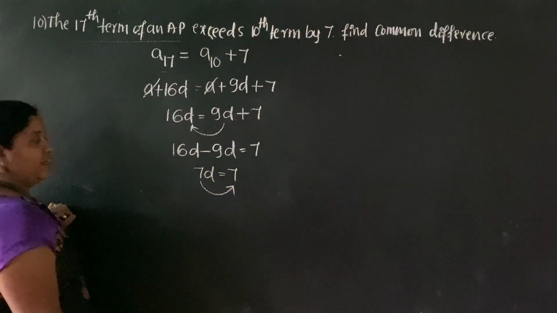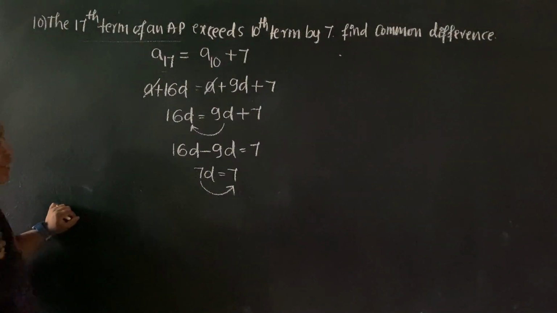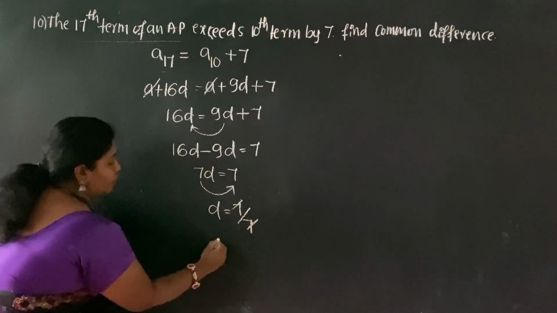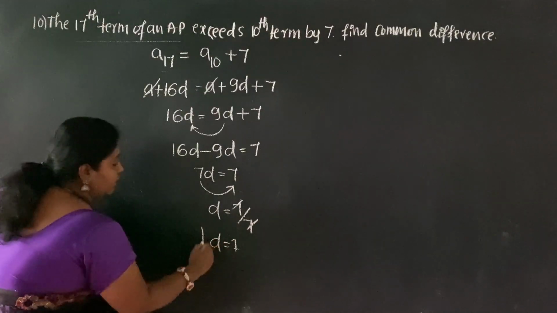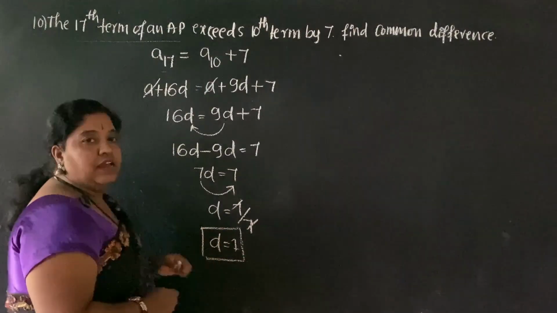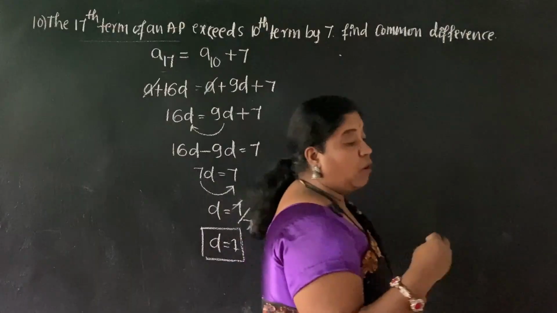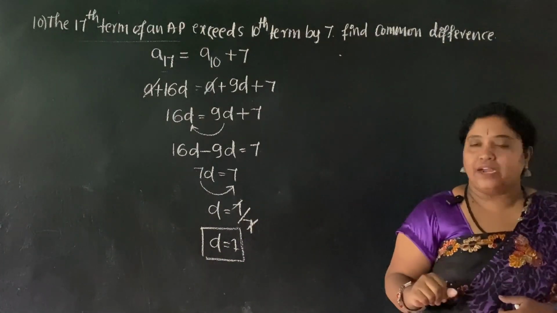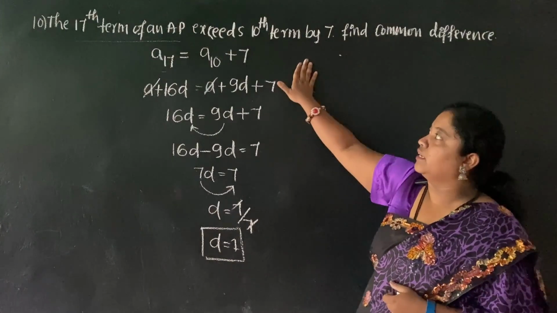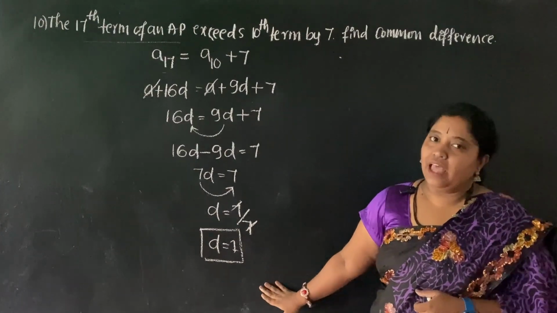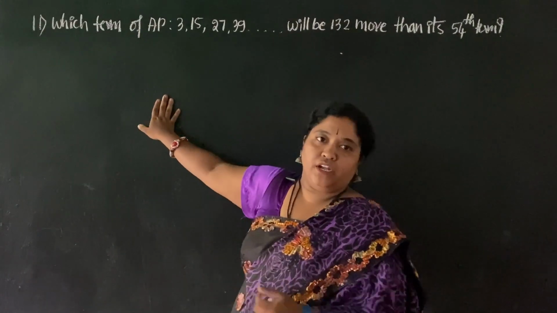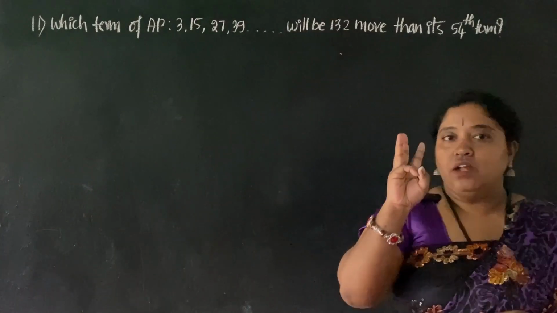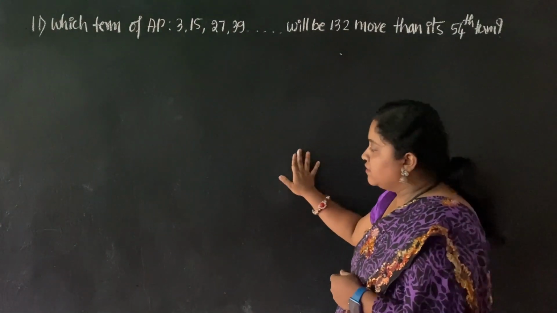Bring 7 to this side. Multiplication turns to be division. So D is equal to 7 by 7. So D is equal to how much here? D is equal to 1. So this type of questions are often asked for 2 marks or maybe of the MCQ type. Understanding? So this is how, first you write the equation, later you solve. You will get the answer. Very important question from the chapter. This type of question can be asked for 3 to 4 marks. So understand the question here.